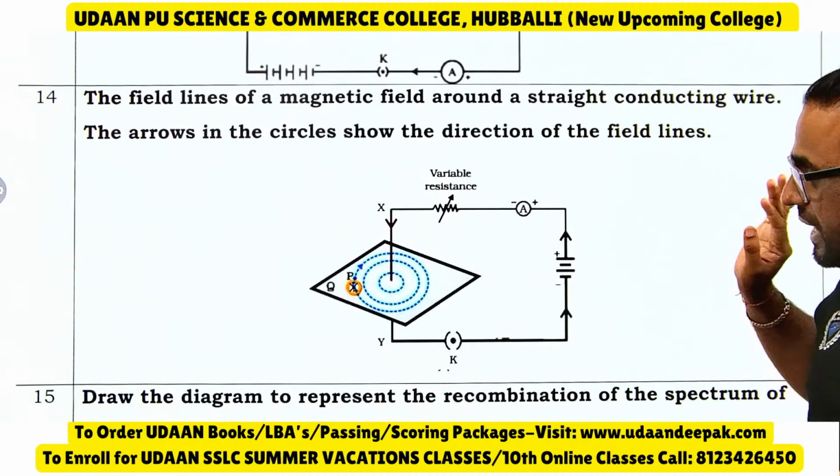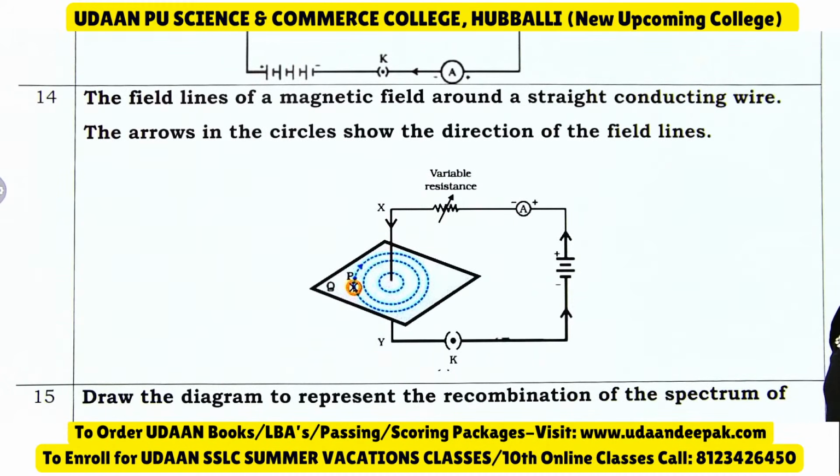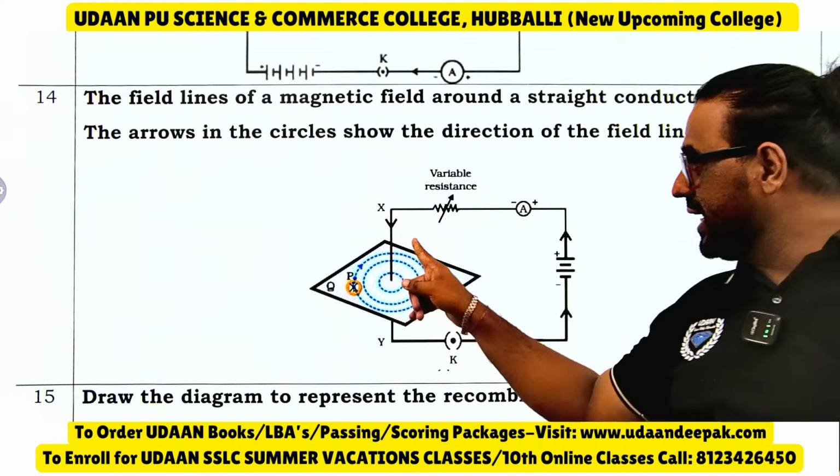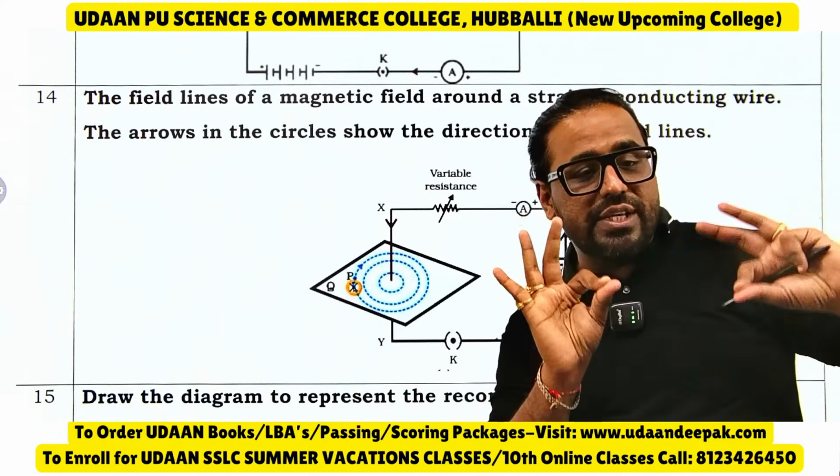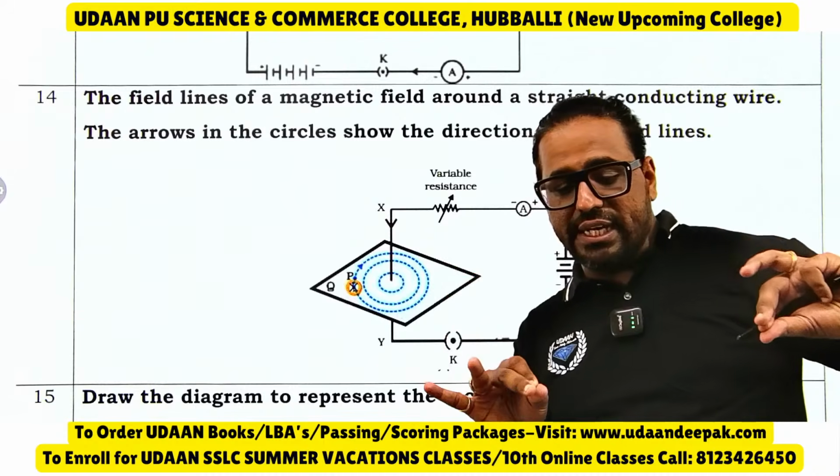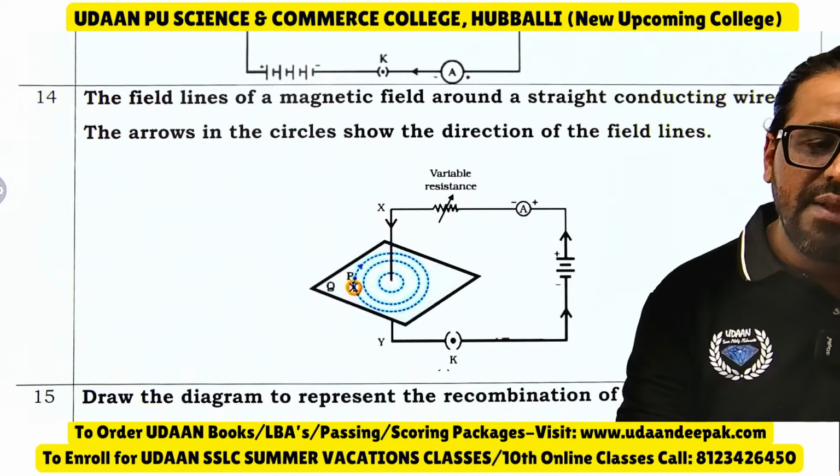So the experiment is: explain the experiment of the field lines of a magnetic field around a straight conductor carrying current. The arrows in the circle show the direction of the magnetic field. This diagram is fixed, from magnetic effect of electric current. Everyone should practice this thoroughly.